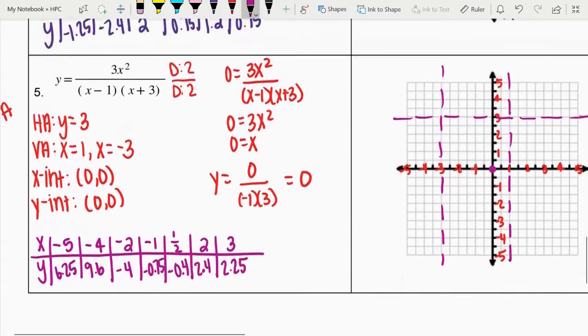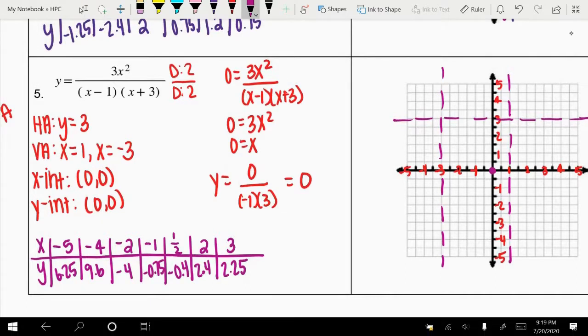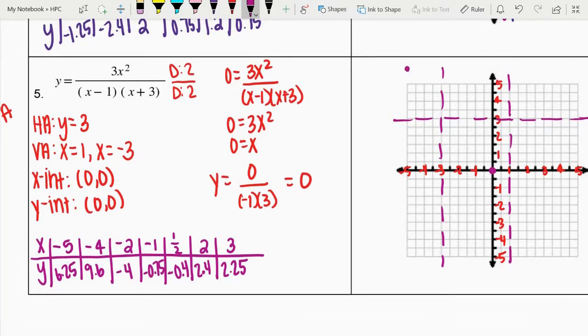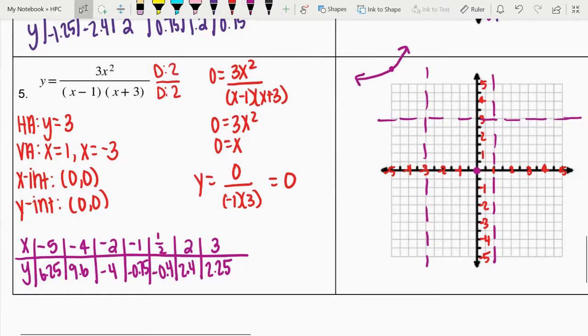Okay, then let's plot our points. So at negative 5, I'm all the way up here at 6.25, and then I just keep going higher, so I at least know which direction this graph is going. Okay, at negative 2, I'm at negative 4. At negative 1, I'm at negative 3/4. Then I'm at (0, 0). Then at 1/2, I'm back down here at negative 0.4. So I know that this is making like a parabola down here. Okay, then at 2, I'm at 2.4. And then at 3, I'm at 2.25.